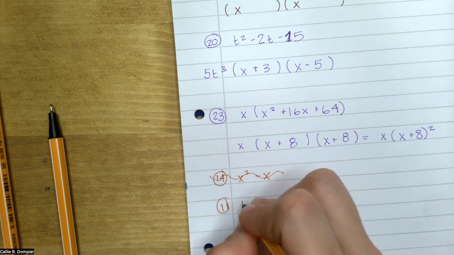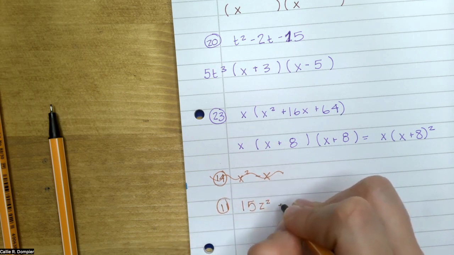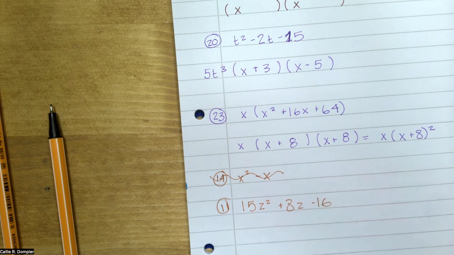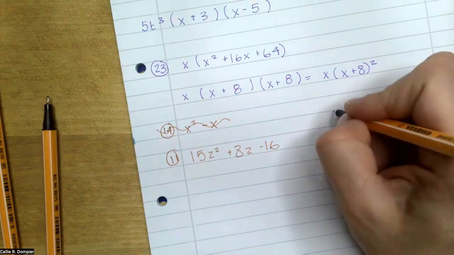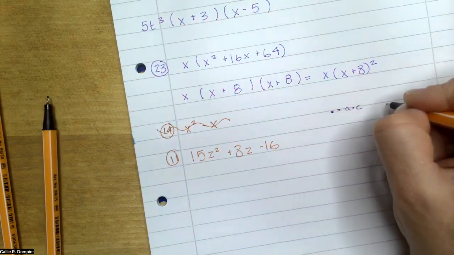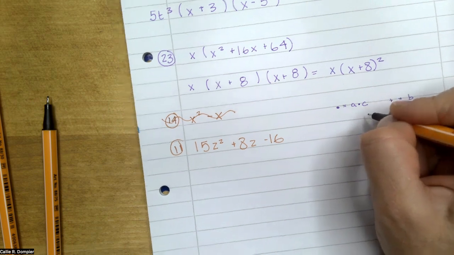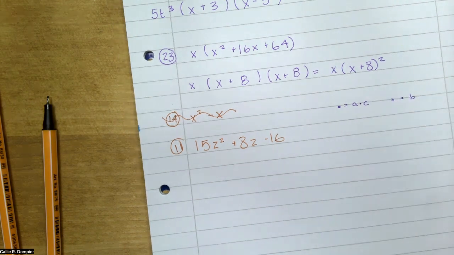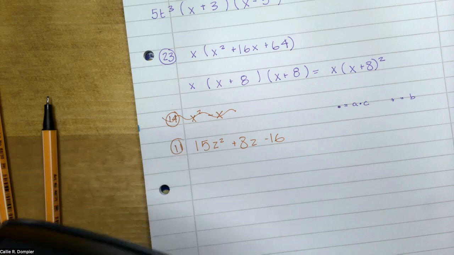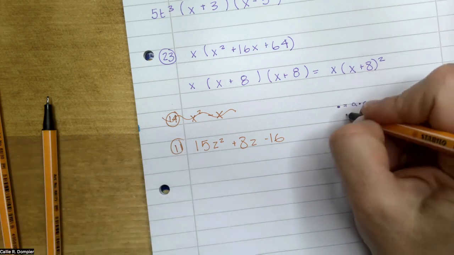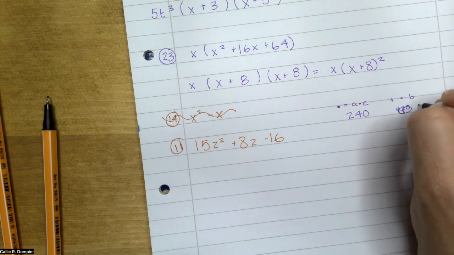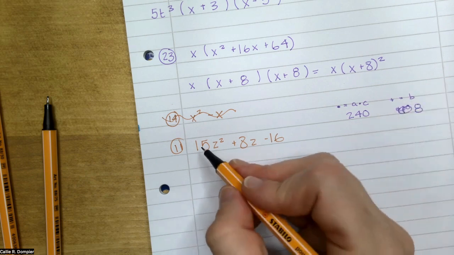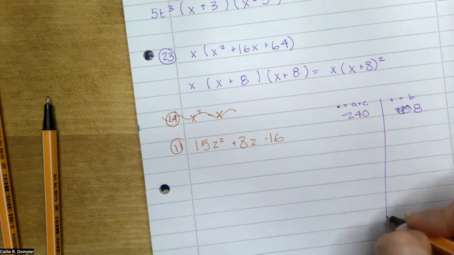11. We have 15z squared plus 8z minus 16. Good? All right, so for the AC method, we need it to multiply to equal A times C, and we need it to add to equal B. A times C is 15 times 16, 240. And we need it to add to equal positive 8. 15 times negative 16 is negative 240.